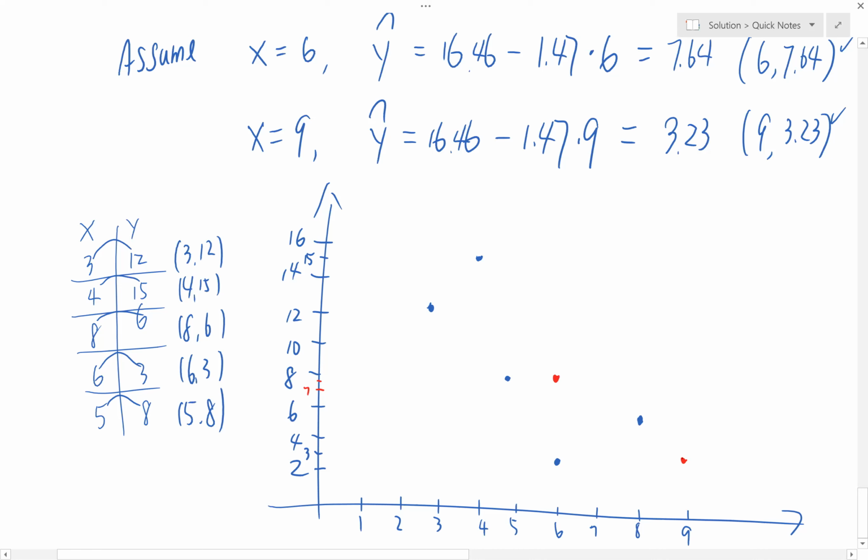Now we're gonna connect those two points, then extend the line in both directions. And then we get a regression model. Here you can label this best fitted line of the regression model as 16.46 minus 1.47 times x. And we use this regression model to make any possible prediction needed.